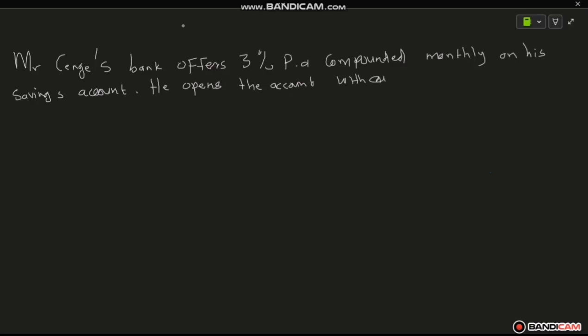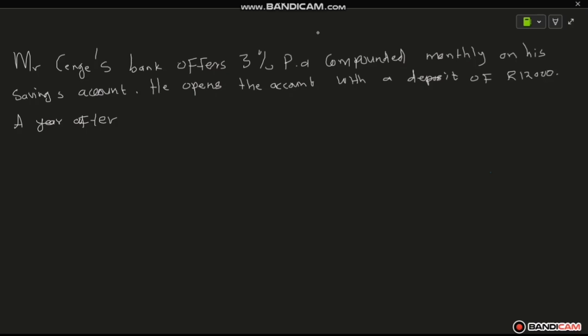With a, let me make sure that my handwriting is well so that Mr. Cenge can see it properly. He opens the account with a deposit of 12,000. Mr. Cenge is serious. He's a very serious man. That's why I said he's a respected person and an honorable man. So he opens the account with a deposit of 12,000.